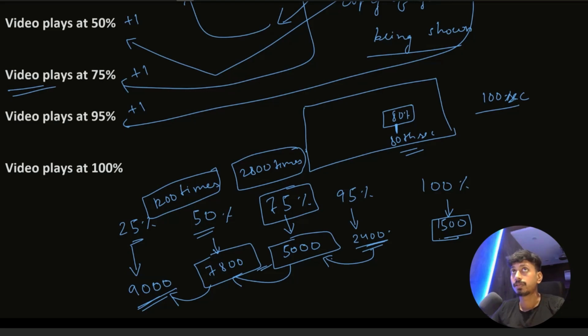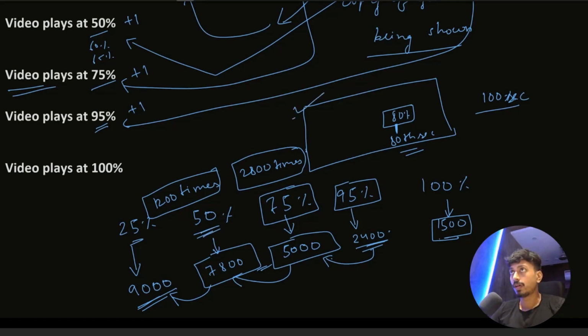The video plays at 75%. They could have dropped anywhere. Maybe they watched till 60%, 65%. But we have these metrics given by Facebook: 50%, 75%, 95%. So that is where things get a little bit tricky. You don't know whether they watched up to 60% or not. All we know is they dropped after watching 50% of the video.